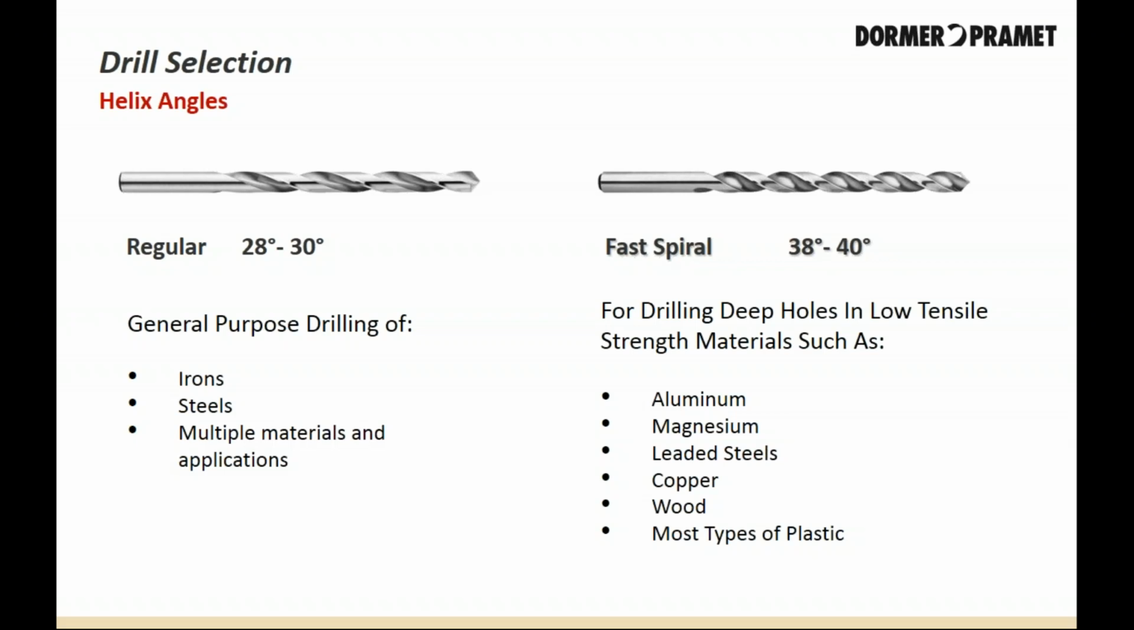A fast spiral drill, 38 to 40 degree helix, is designed to perform best in softer or gummy materials such as aluminum, magnesium, leaded steels, copper, wood, and plastic. The faster spiral is designed to carry more chips up and out past the entry surface of the part. Just like with slow spiral drills, this faster helix is designed to facilitate chip evacuation.